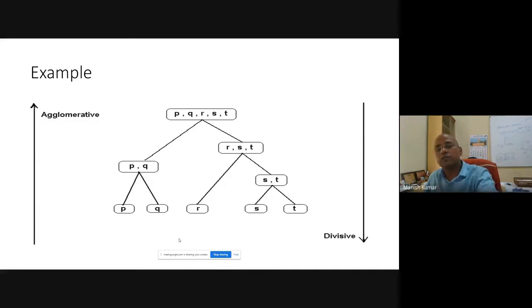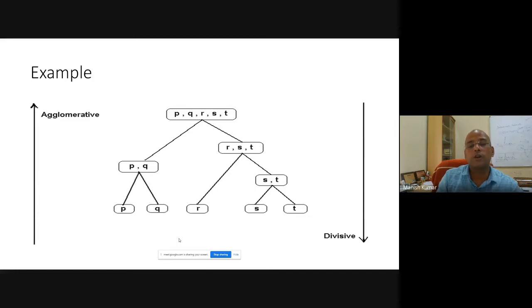Then RST can be further partitioned into ST and R, and at last you get individual points. So all the data points at the top are in one cluster, whereas at the bottom all individual data points form their own clusters. In the intermediate nodes, you can see clusters forming by merging individual data points depending upon distance calculations. If you go from bottom to top, that is the bottom-up approach, which is agglomerative.